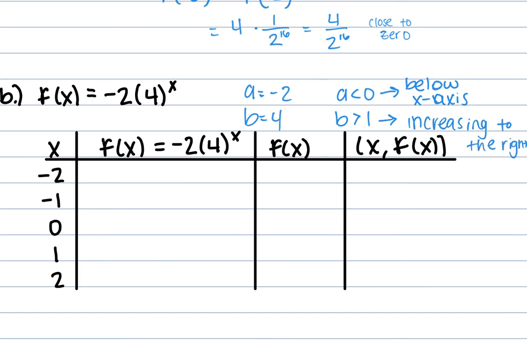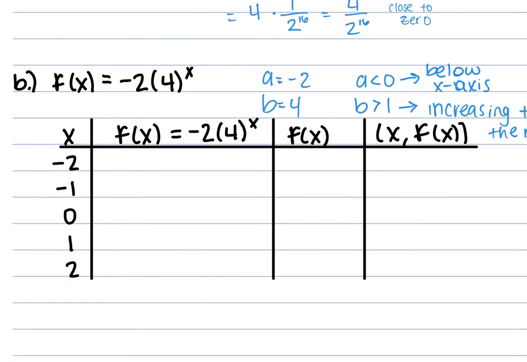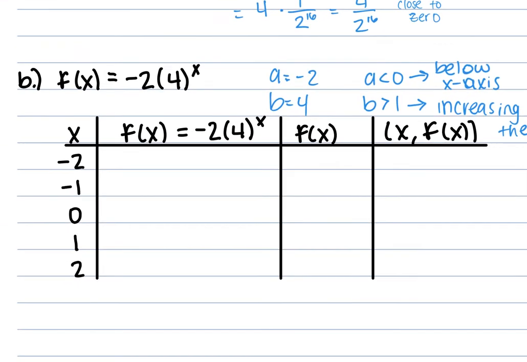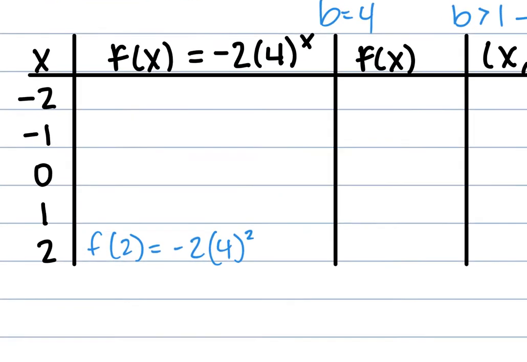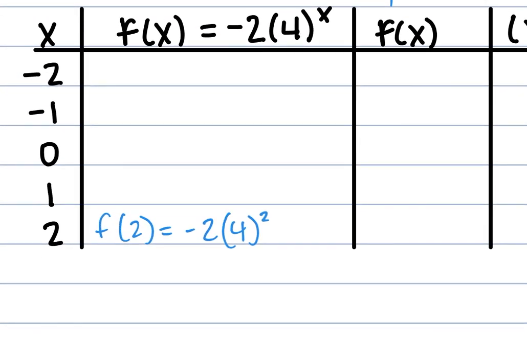Okay? And then let's plug in some values so we know what it looks like. All right? Let's start with 2. Okay? So we've got f of 2, and we just plug in. This is going to be negative 2 times 4 to the second power. 4 squared is going to give me 16 times negative 2 will give me negative 32. So this is negative 32.